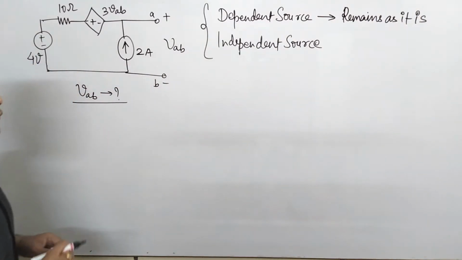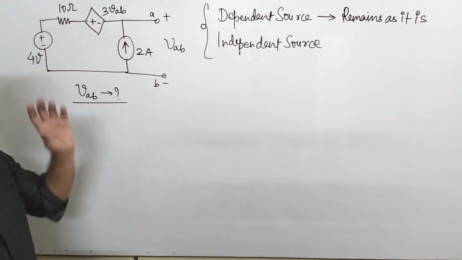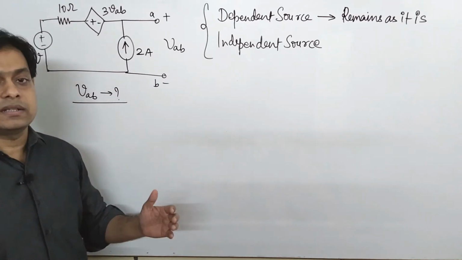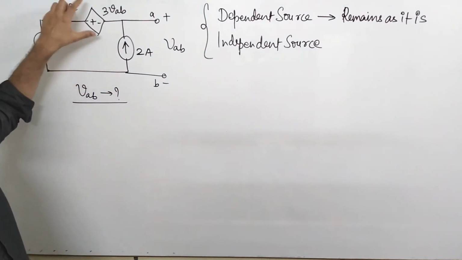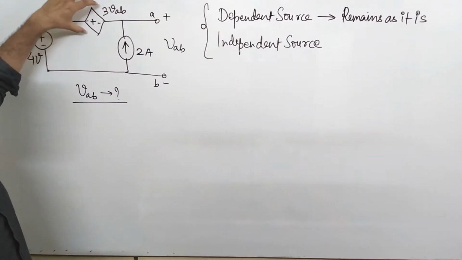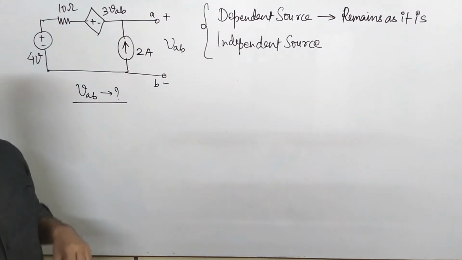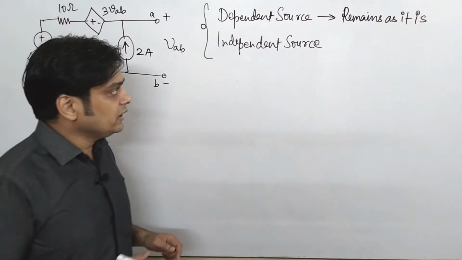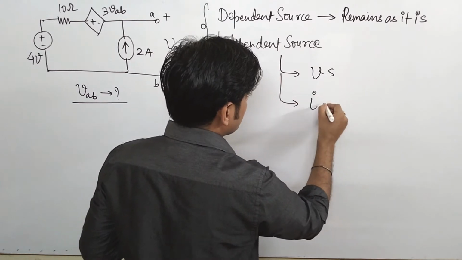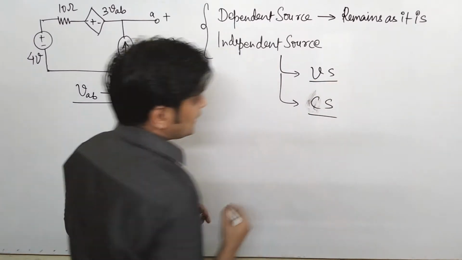Whatever dependent source is present in the network remains as it is, or you can say the condition of those dependent sources depends upon the source condition. Since it is a dependent source, its dependency is somewhere in the network, so the property of this source depends upon the dependency mentioned in the network. Now if you talk about the independent source, again there are two conditions: either a voltage source or a current source. I write it as CS.